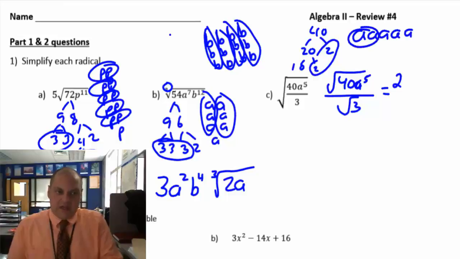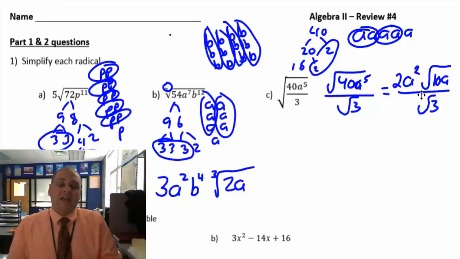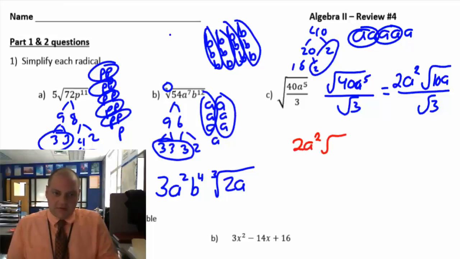A. We have A squared coming out. And we have leftover 10A. Leftover 10A over radical 3. Now, you can't leave a radical in the denominator. So, if you have that, 2A squared radical 10A over radical 3, you have to multiply by radical 3 to get rid of that radical.